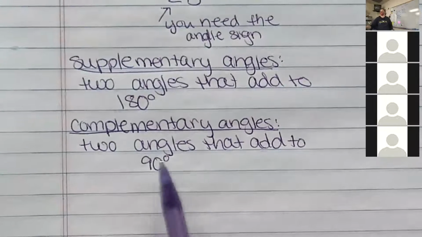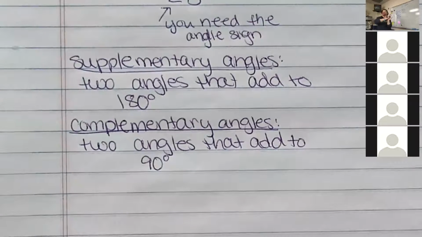So they're going to add to 90. Okay, so like a 45 and a 45, a 30 and a 60, a 1 and a 49. Okay, because it's the right thing to do to give out compliments, is how I remember it. Okay, so those are your notes for today.